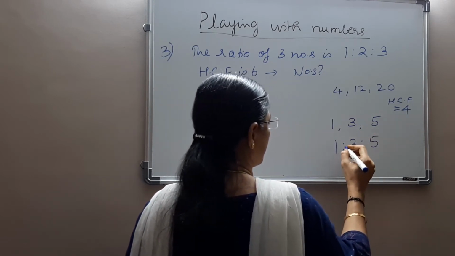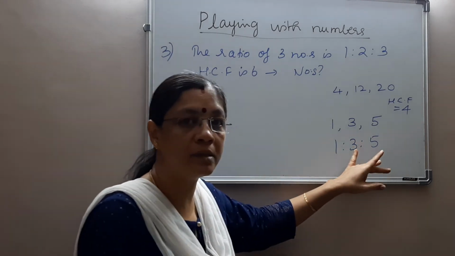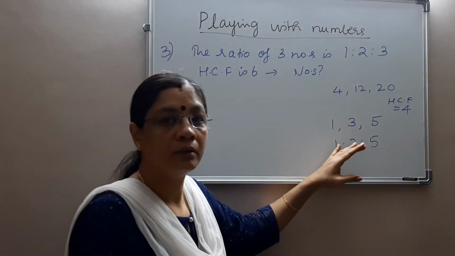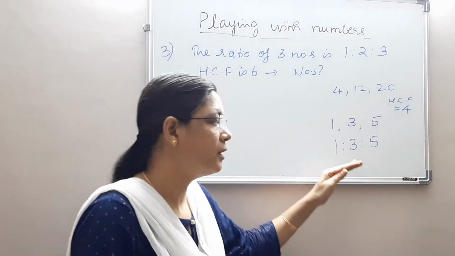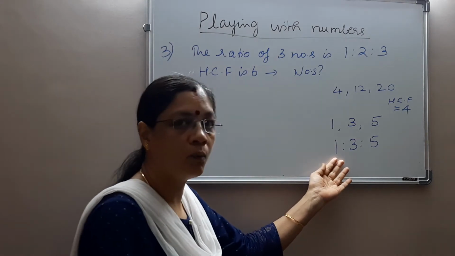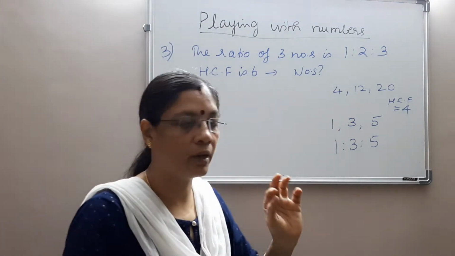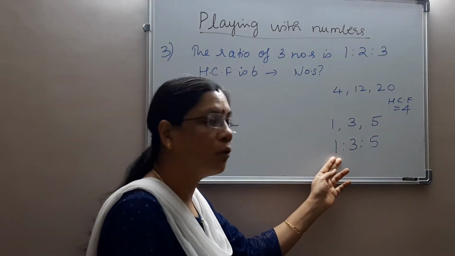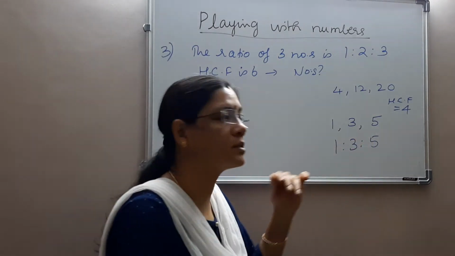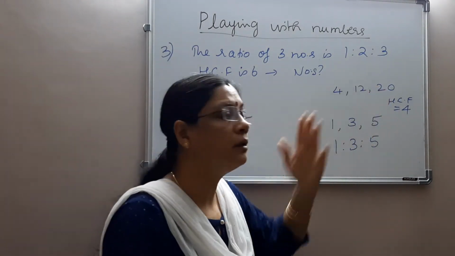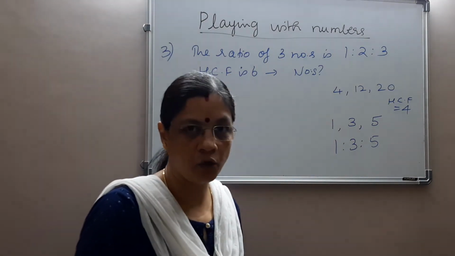Why I need to write it in the ratio form 1 is to 3 is to 5 is, I represent that the numbers are in the ratio 1 is to 3 is to 5. It means the first number is one part, that is 4. 4 is one part. Okay, 3 parts of the original number will be the second number. Then 5 parts of the original number will be the third number. So that is what is meant by the ratio.